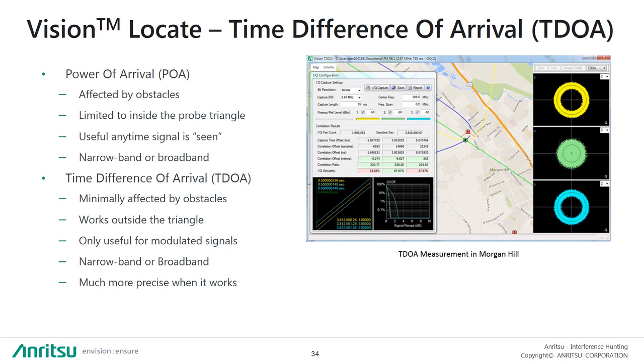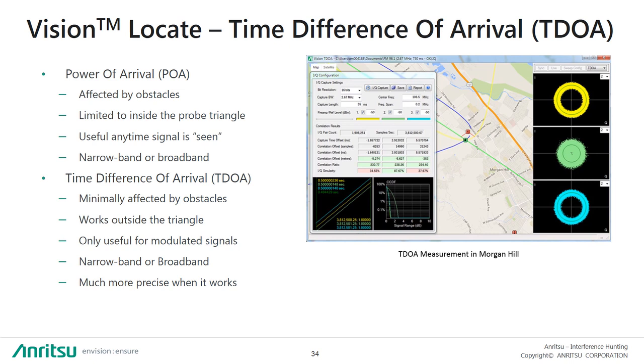The major drawbacks of power of arrival are that it's affected by obstacles, as it's based on a measurement of power, and it's limited to being able to detect signal sources that are inside the triangle created by the probes. On the positive side, it's useful anytime and for any signal that you can measure. Time difference of arrival, on the other hand, is minimally affected by obstacles, and it works outside the triangle. It's also much more precise when it works, and I'll elaborate on that a bit.